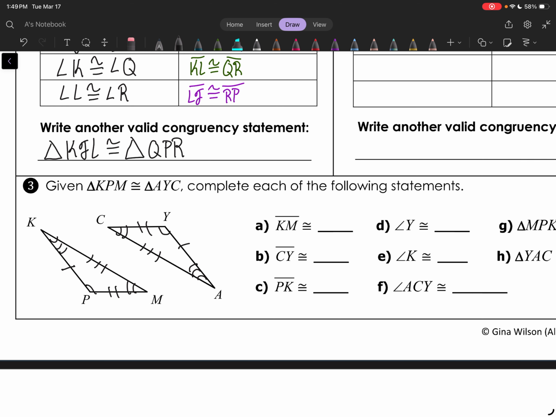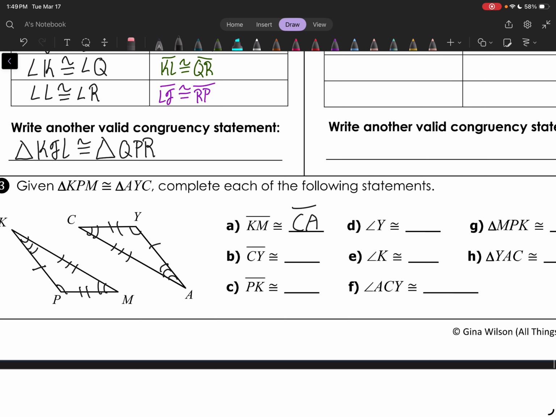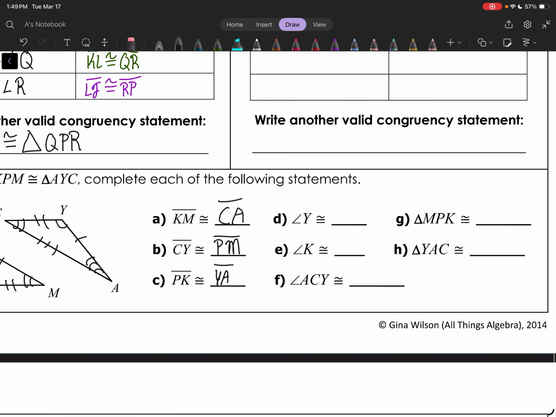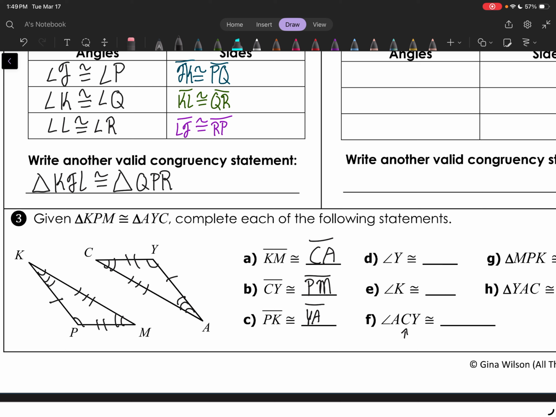KM, which is the 3 tick marks, is congruent to CA. CY, 2 tick marks, is congruent to PM. PK, which is 1 tick mark, is YA. Angle ACY. Really, this is just angle C, which is 2 angle markers, which is congruent to angle M.